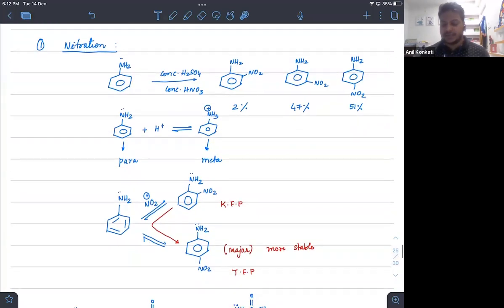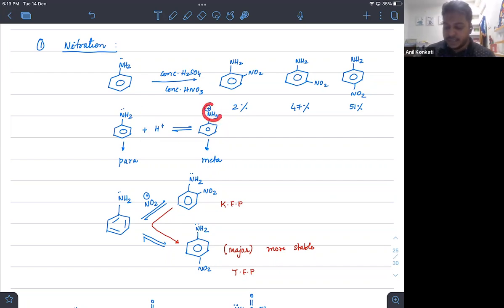Now see, aniline reactions, let us recall once again, these are all repetitive reactions. Aniline, if you treat with concentrated H2SO4 and concentrated HNO3, we will get only 2% of ortho, 47% of meta, and 51% of para. Now, why is this happening? See, NH2 will take H plus and become some part of anilinium ion, correct? Because it is a weak base, it will take H plus and definitely have some amount of anilinium form.